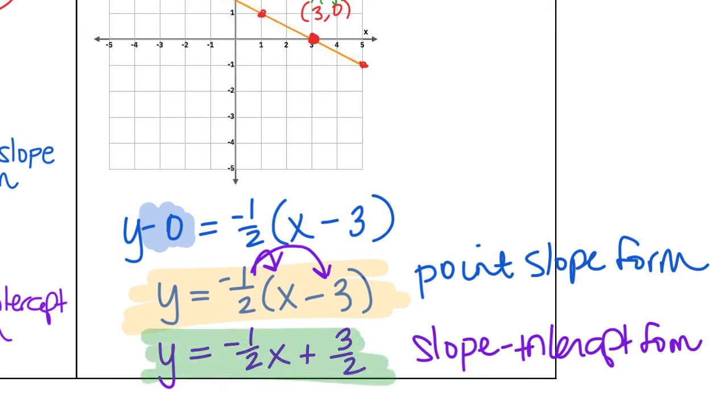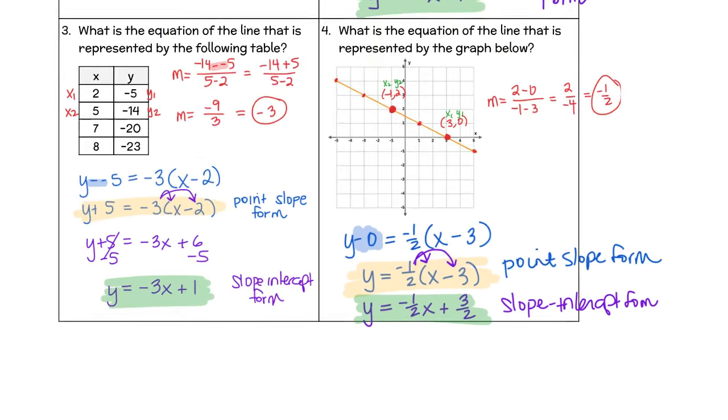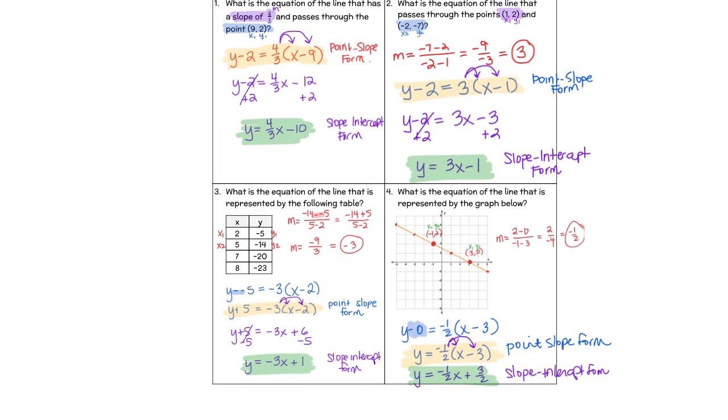Okay guys, and that's how you write equations using point slope form. And it was 4 different types. So given a slope and a point, given 2 points, given a table, and given a graph.